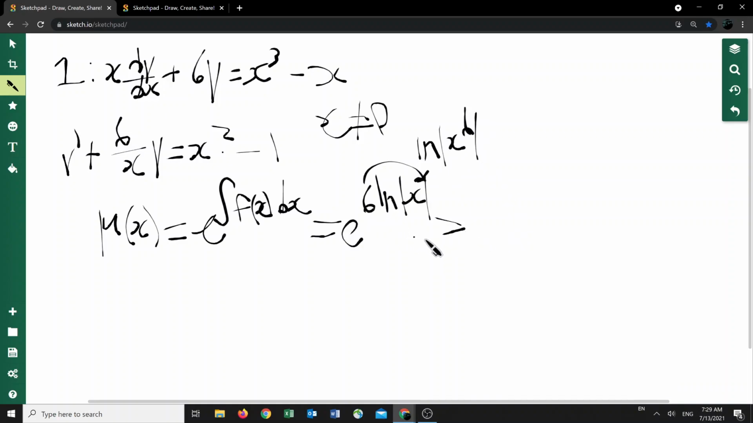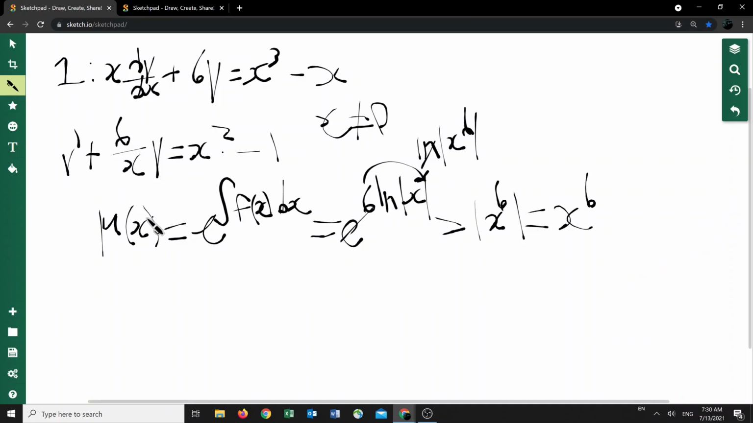So in other words, we cancel the ln and the e, and it's just the absolute value of x to the 6th. But notice that this inside term is always non-negative. In fact, it's positive because we can't let x be 0, as stated here. So we can eliminate the absolute value sign without any worry. So that's just x to the 6th.